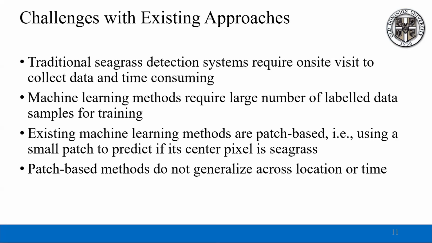So we have introduced the traditional seagrass detection methods, but those require on-site visits to collect data, and it can be quite time-consuming. The machine learning approaches we mentioned require a lot of labeled data samples in order to train the models, because there are a lot of parameters in the model. Another limitation for the existing machine learning methods is that they are patch-based, and the patches are too small, so it typically doesn't generalize across location or time.